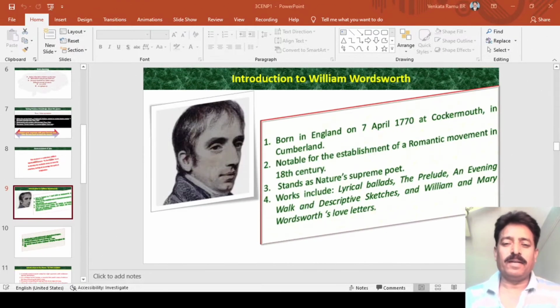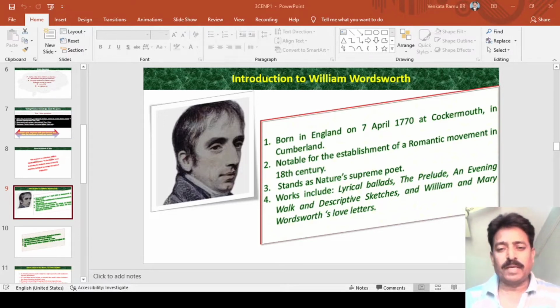Well, let us know William Wordsworth. I have asked plenty of questions regarding the poem and the poet and even the birds. Now, let us know a few things about William Wordsworth. William Wordsworth was born in England on 7th April 1770 at Cockermouth in Cumberland. He was a notable poet for the establishment of the Romantic movement in the 18th century. He stands as nature's supreme poet.